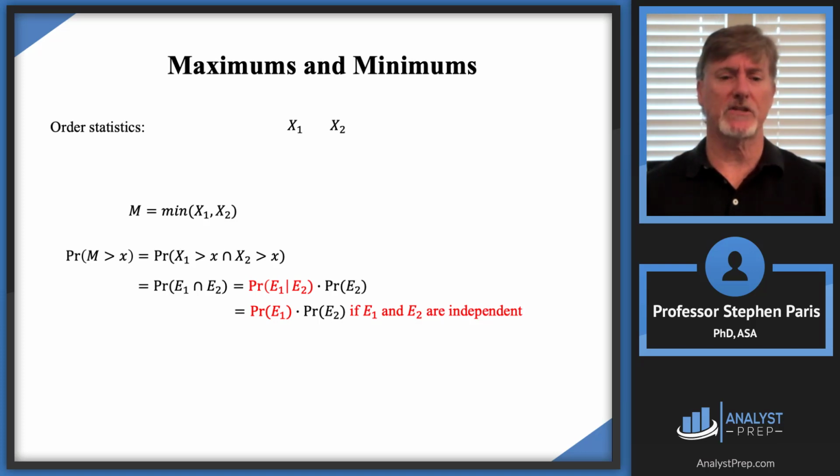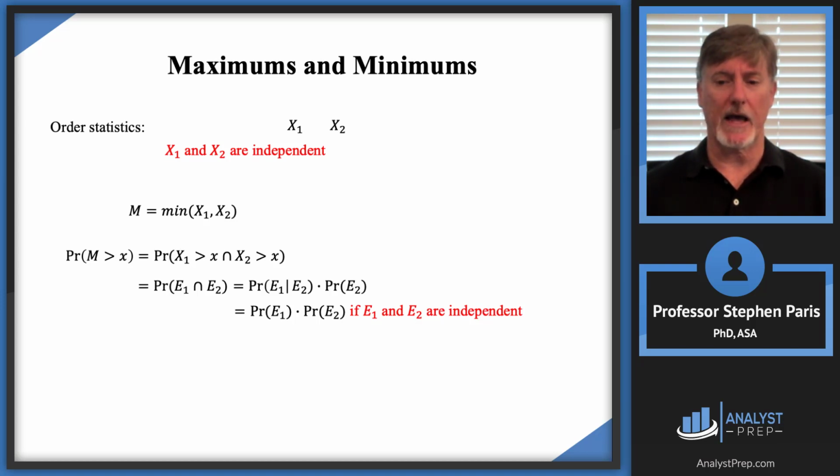And so that's going to make these calculations a lot easier. When we're in the situation of calculating maximums and minimums, we're going to assume that we have independent events. Now, independent events corresponds to saying that the random variables themselves are independent.